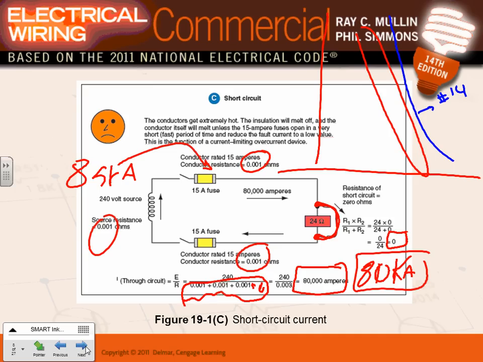Now let's draw a short circuit. Short circuit is right in here. Here's the 80,000 amps. Now look, Jamie, my friend, right in here. Now the fuse starts opening. At this point, my fuse will open. This one typically is one cycle. What the heck is one cycle, Chad? 1/60 of a second.